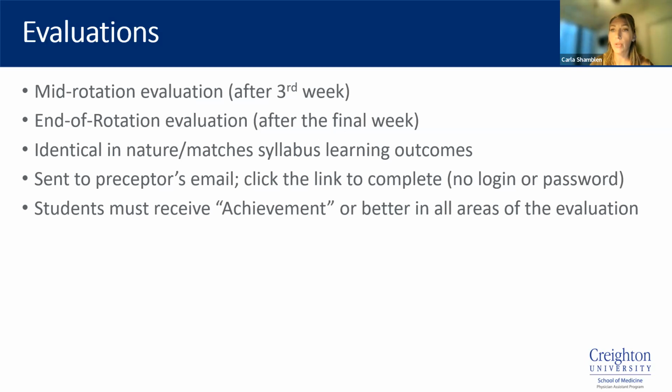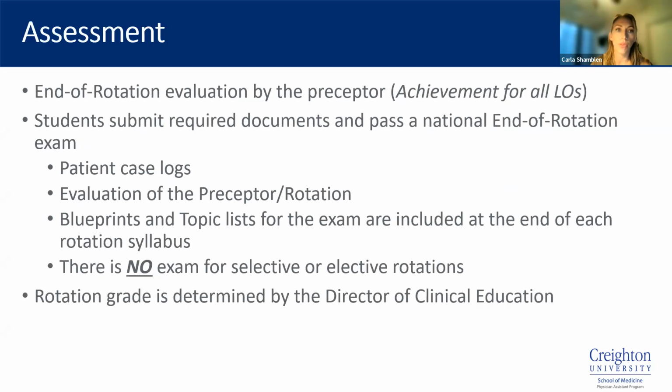This would be sent to the preceptor via an email, just an email with a link to click. There's not a login or password that you need. Simply click on the link, and what we're looking for is that students meet a competency of achievement or better in all areas of the learning outcomes. It's essentially a Likert scale of 5, so achievement would be a 3. And then there's above achievement and exceptional achievement above that. Any of those, as long as they're meeting that, is what we would consider to be competent in that clinical rotation's learning outcomes.